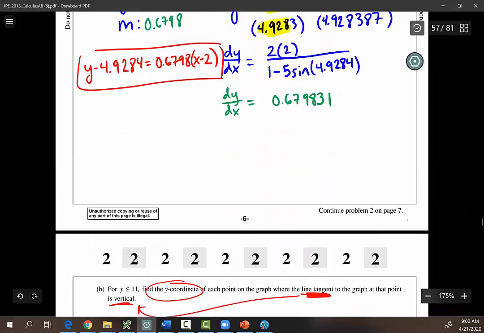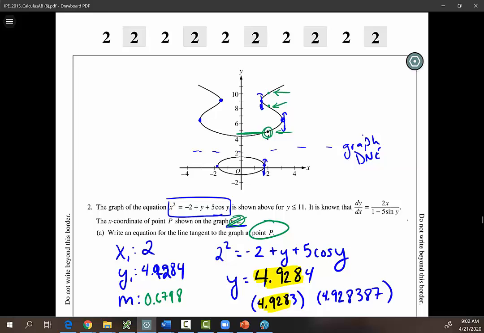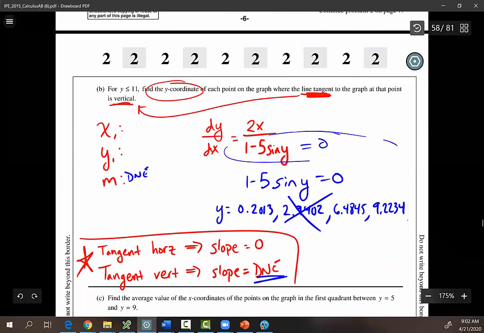And 6.484, so at 6.4, it does look like the graph is vertical, or has a vertical tangent. And the last one was 9.223. At 9.223, again, it looks like the graph has a vertical tangent. So all of those other points worked, but that 2.94 did not work. So our answer is just those three. That one was definitely a little bit tricky.